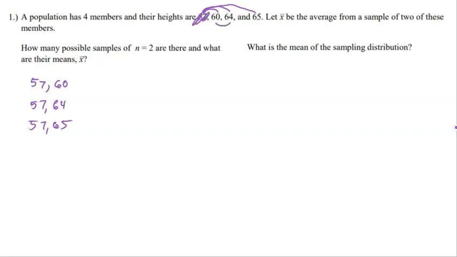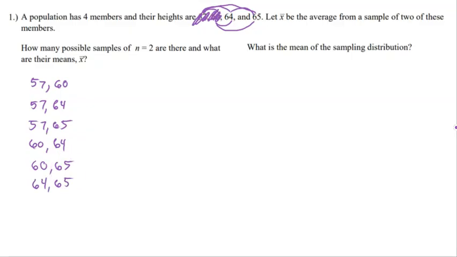Now 60 has to be paired with 64, and 60 has to be paired with 65. So we'll have 60 and 64, and 60 and 65. Note that 60 was already paired with 57, so we're not going to do that again. So now 60 is done. It's been paired with everything. And now the only thing left is 64 and 65. 64 has to be paired with 65.